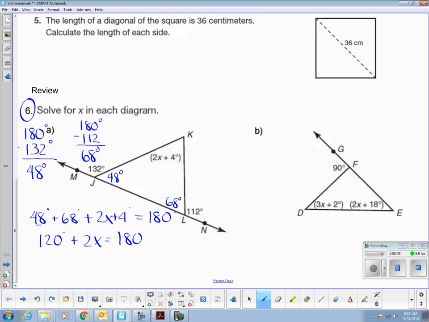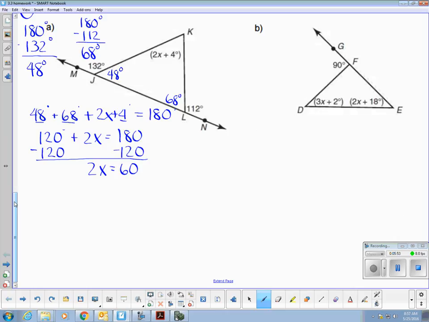So I began by adding my like terms together. 48, 68, and 4 is 120. Therefore, 2x is equal to 60. So x is equal to 30.